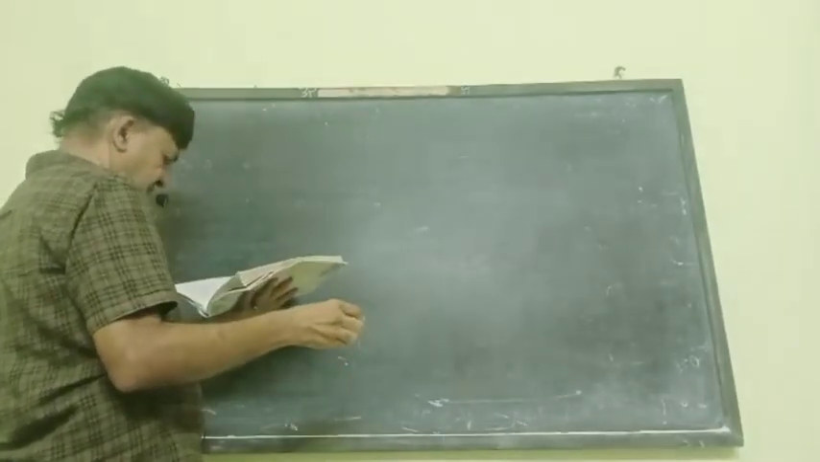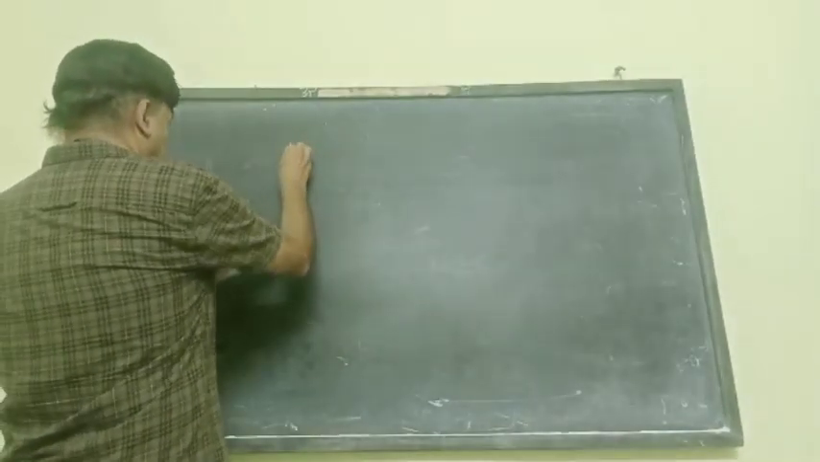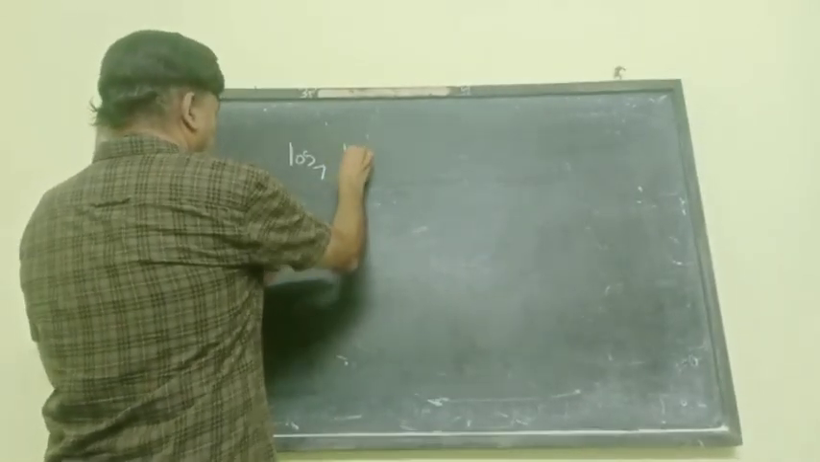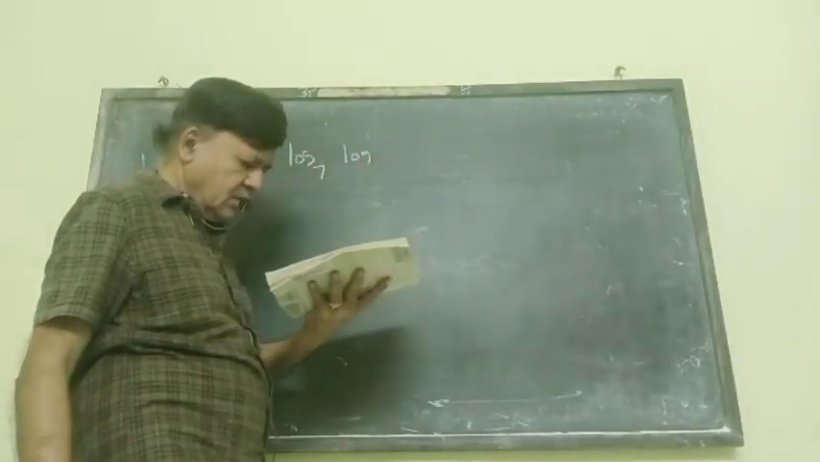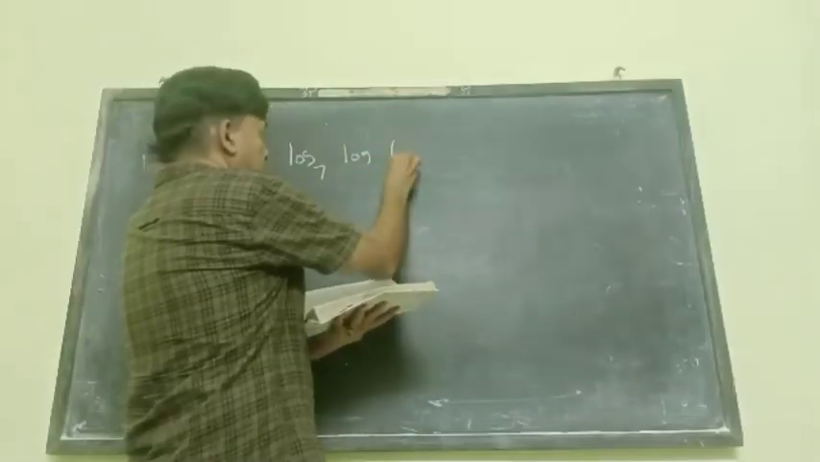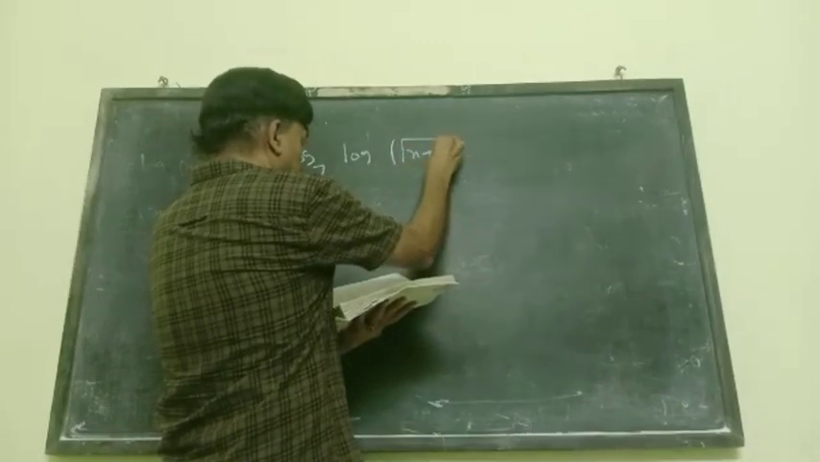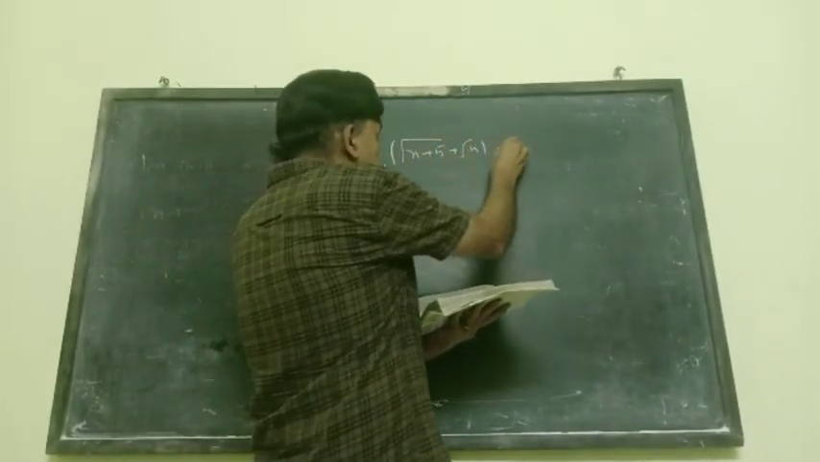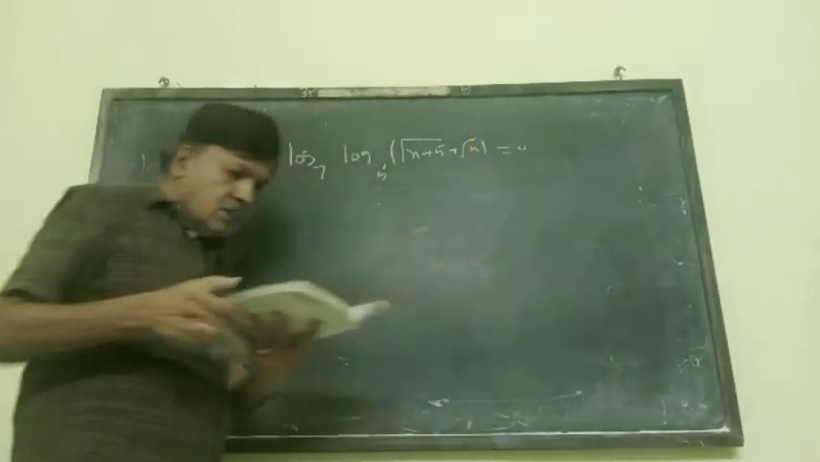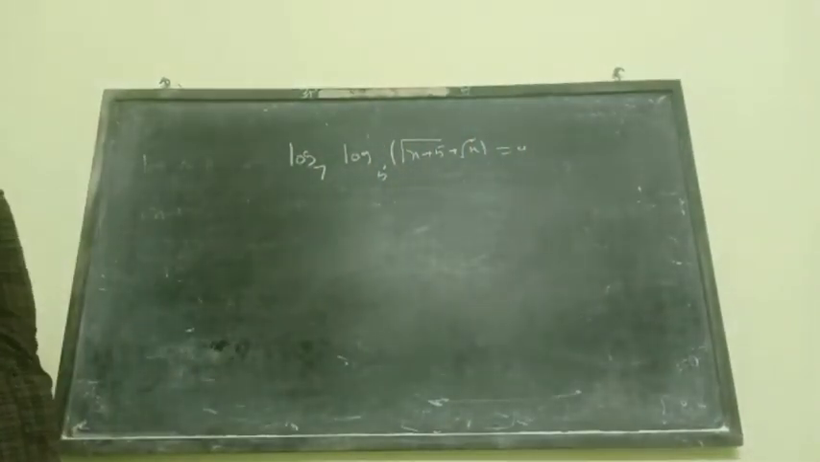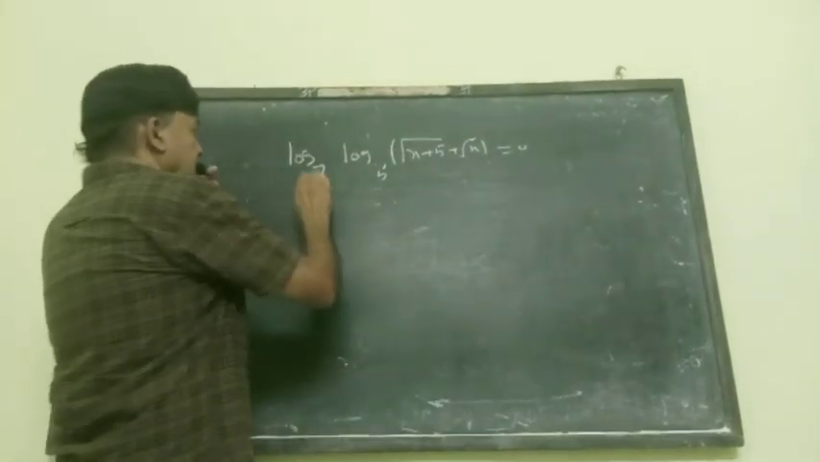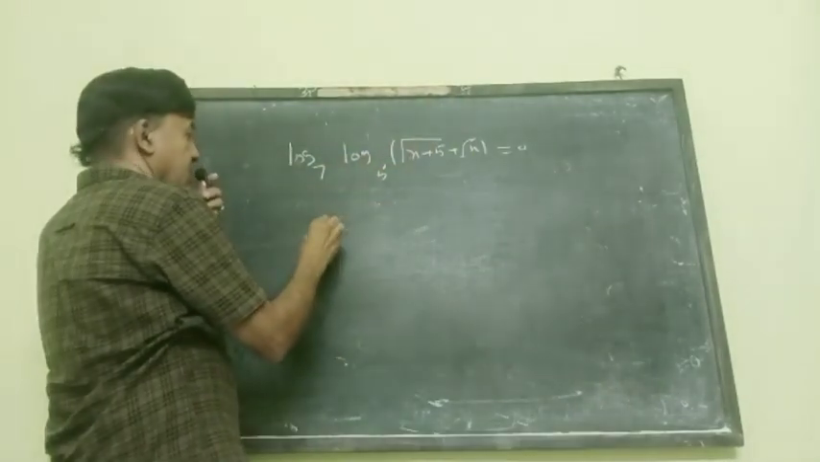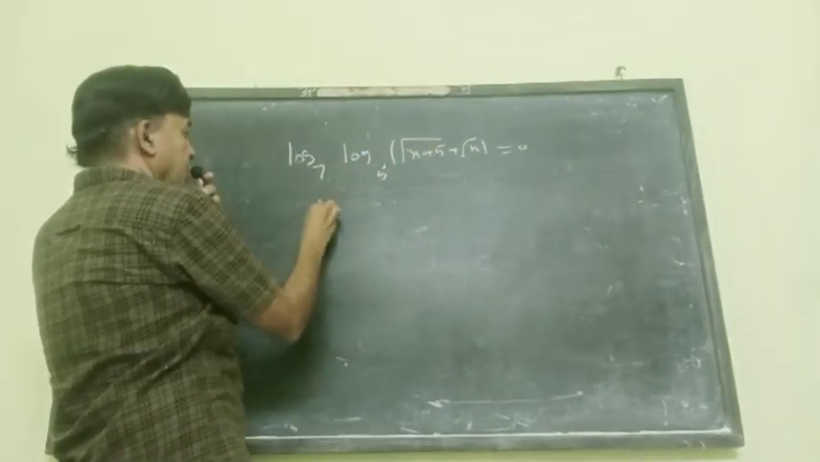The next question is log to base 7 of log of root x plus 5 plus root x to base 5 is equal to 0. Solve for x. See, first this log. If I remove this log, you will get 7 power 0 is how much? 1. Before that, write the domain.